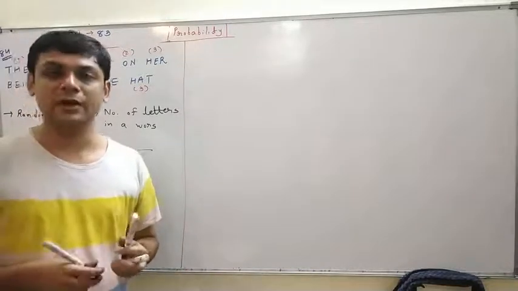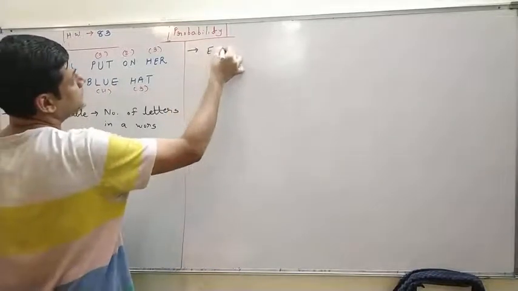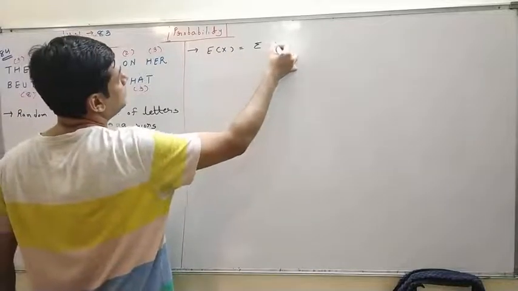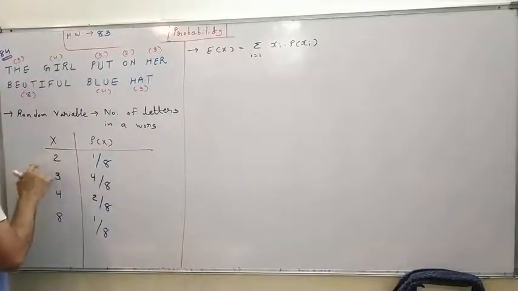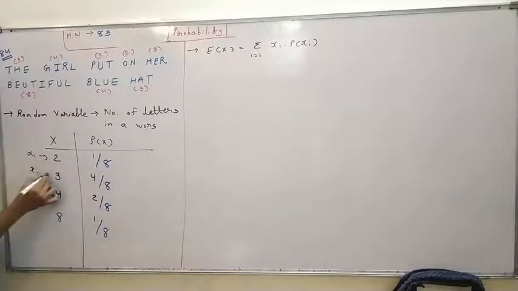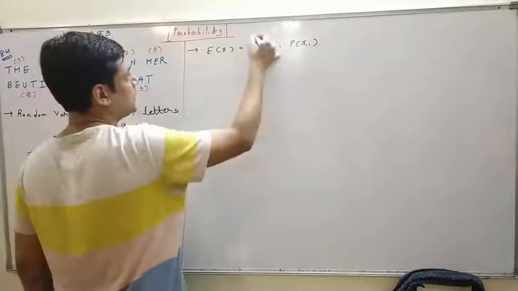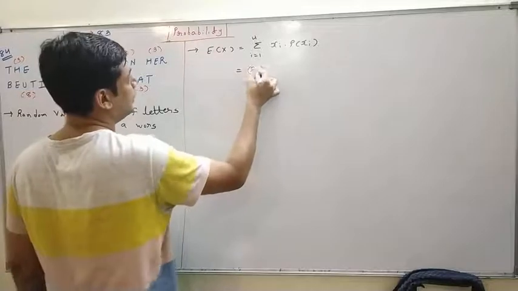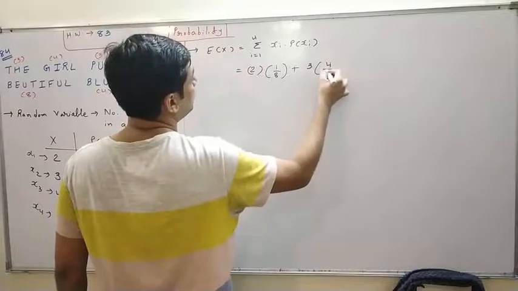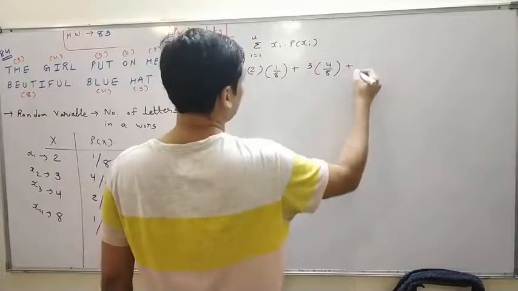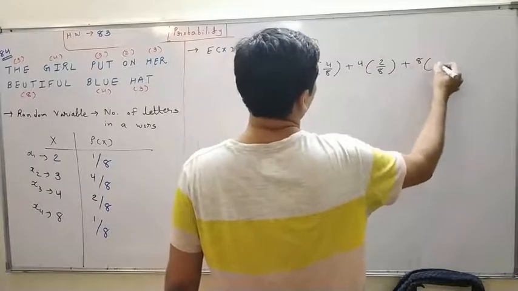We have to find the expected value. Expected value means E of x. So E of x is equal to sigma xi into p of xi. i goes from 1 to 4, as in total we have 4 variables x1, x2, x3 and x4. So that is 2 into 1 by 8 plus 3 into 4 by 8 plus 4 into 2 by 8 plus 8 into 1 by 8.